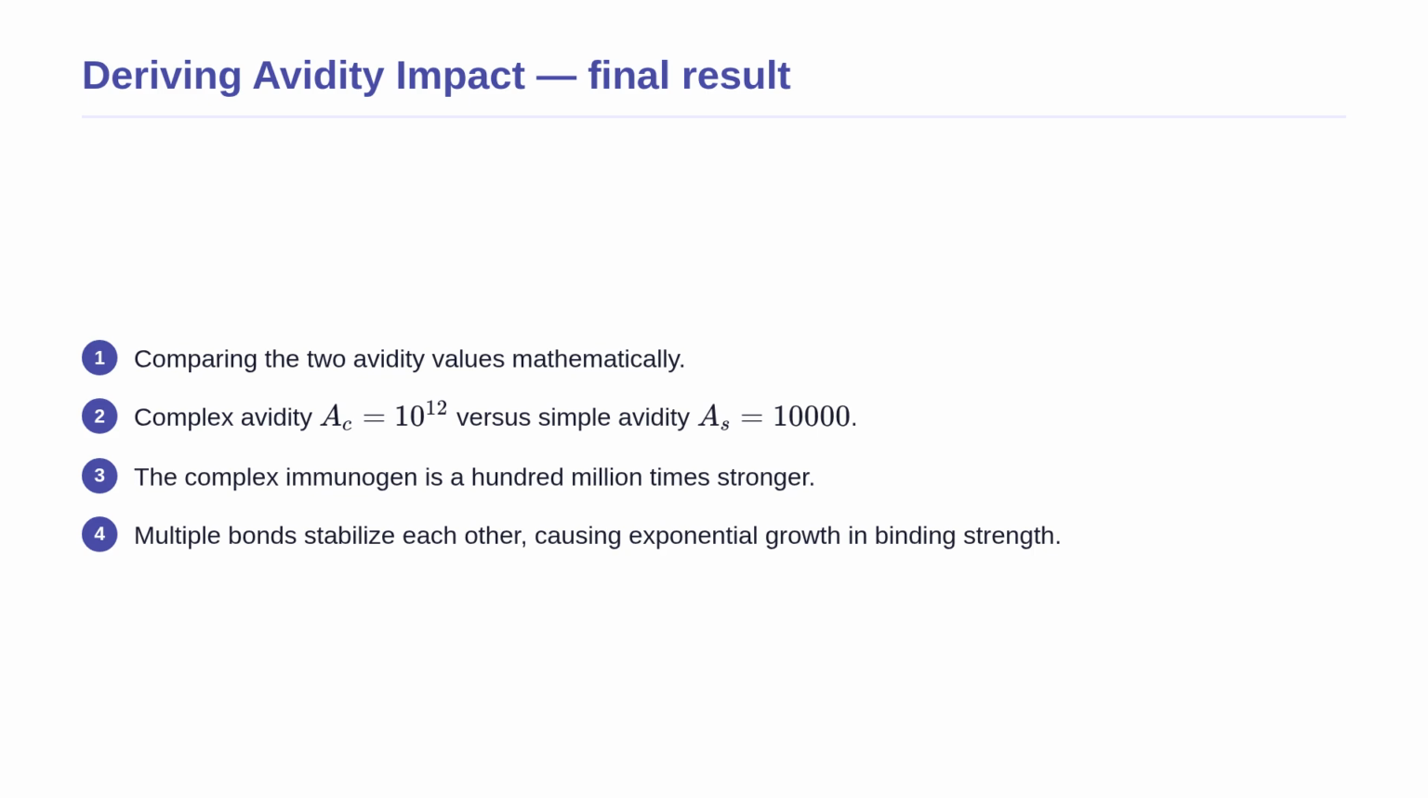The intuition here is that multiple bonds stabilize each other, making it exponentially harder for the molecule to break free. We have just mathematically proven exactly why large, complex molecules with high valency are highly successful immunogens that trigger unstoppable immune responses.